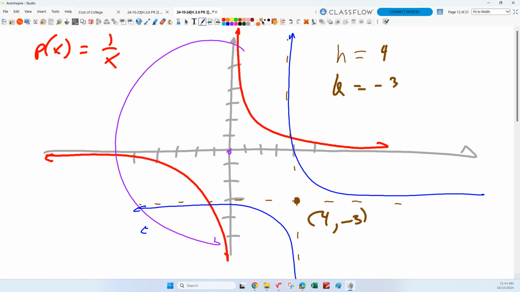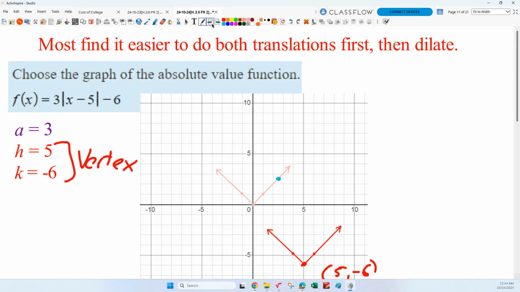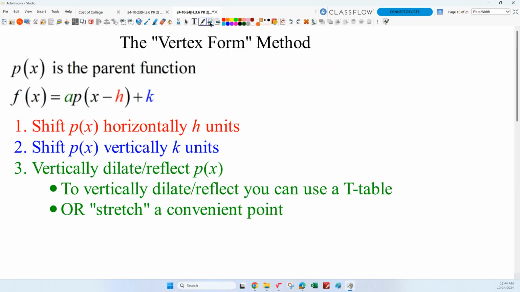That's huge. What that does for us is it allows us to use what's called a vertex method or a vertex form of lots of different functions. Rather than doing two steps of shifting our parent graph horizontally by H and vertically by K, well, we can kill two birds with one stone, and we just place the vertex at the coordinates HK. Does that make sense? So we locate the vertex, and then we're just going to dilate the function from that location. Okay, that's pretty good.